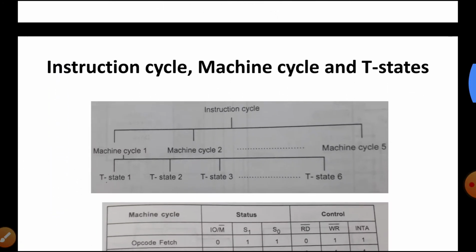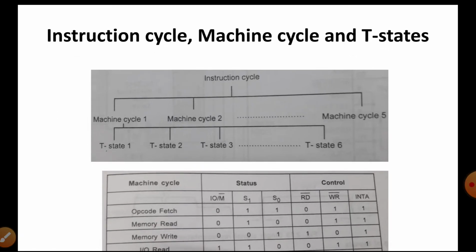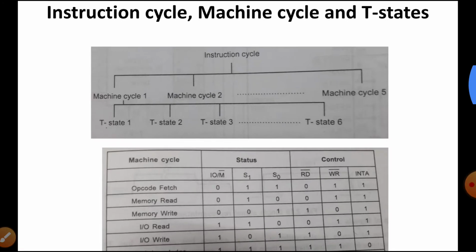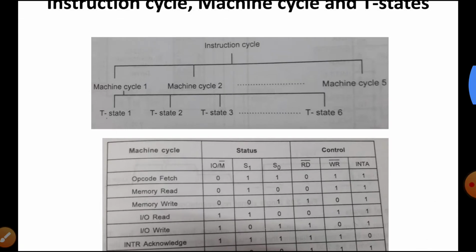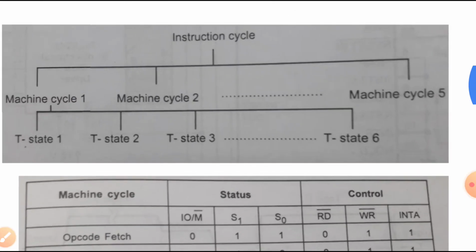Now, before discussing the timing diagram, we should first discuss how time is measured as far as the execution of any instruction is concerned. So, what happens during normal operation? The microprocessor sequentially fetches the instruction. It fetches, decodes and then executes one instruction after another until the halt instruction is executed. So, this fetching, decoding as well as execution of a single instruction constitutes the instruction cycle.